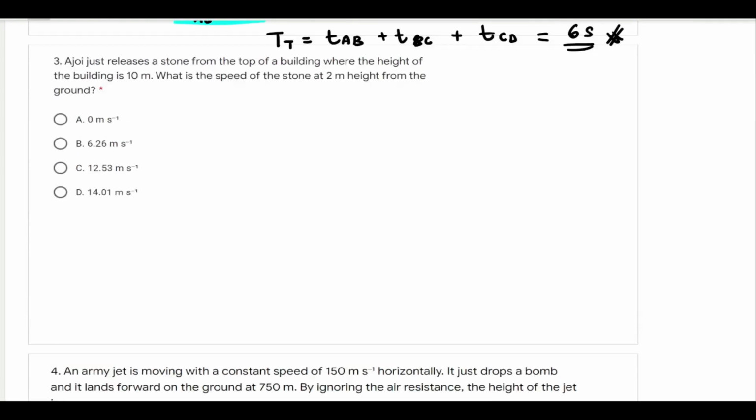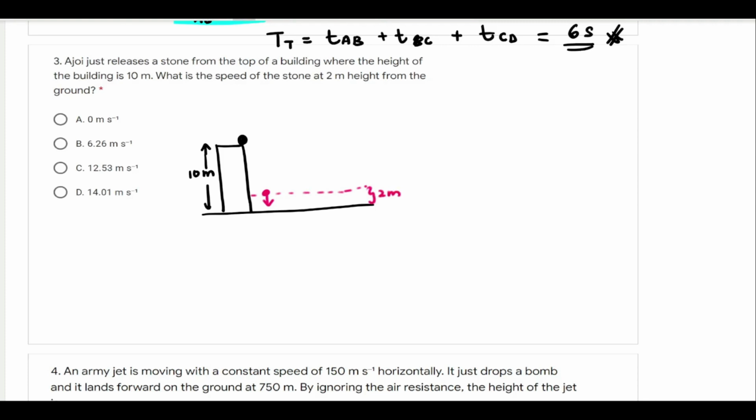Question number 3. Okay, so now Ajoy just released a stone from the top of a building. So let's say this is a building. Alright, so this is the stone, where the height of the building is given, 10 meter. Okay, and then what is the speed of the stone at 2 meter from the ground? So we want to calculate what is the speed. Okay, so it's moving downward at this point, which is 2 meter from the ground.